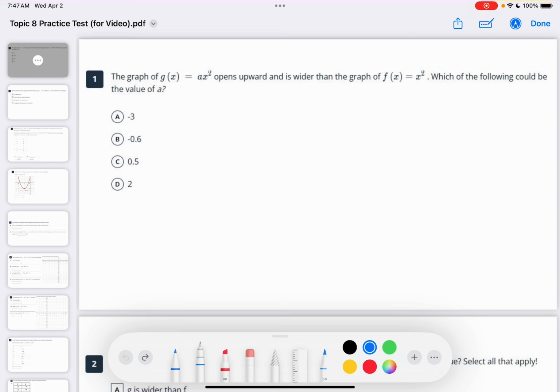All right, let's look over this practice test here. So in question 1, we want to know what value of A would give us an upward facing graph. That means A has to be positive, because positives open upwards and negatives open downwards. Being that this is multiple choice, I already know that those two options are out.